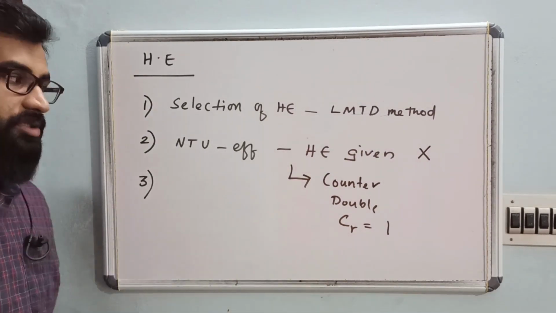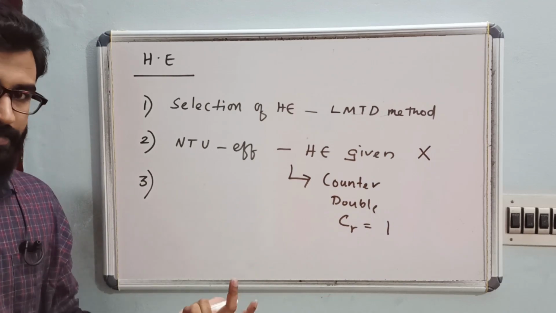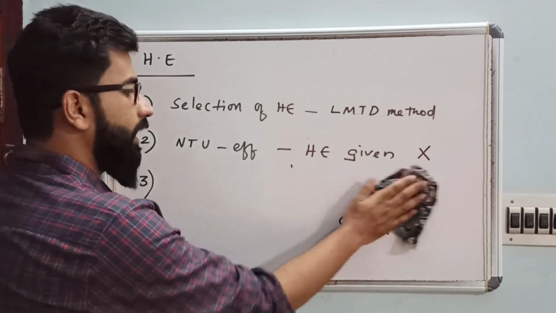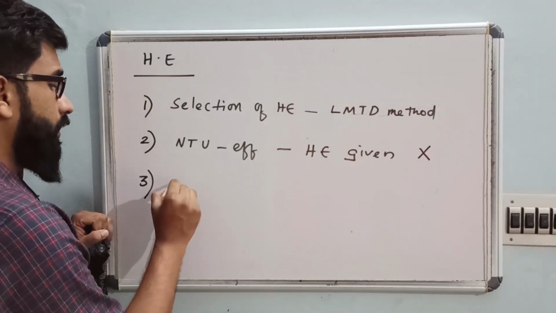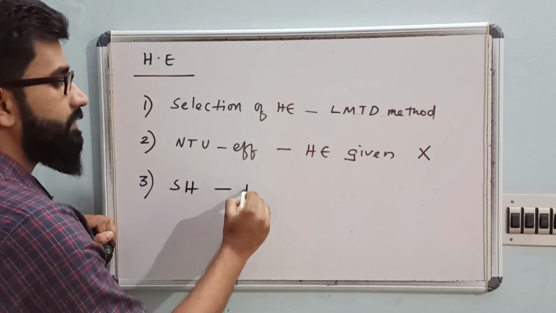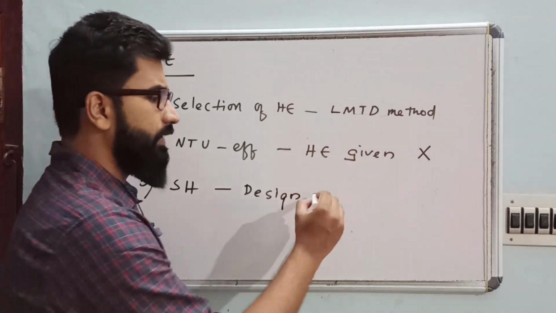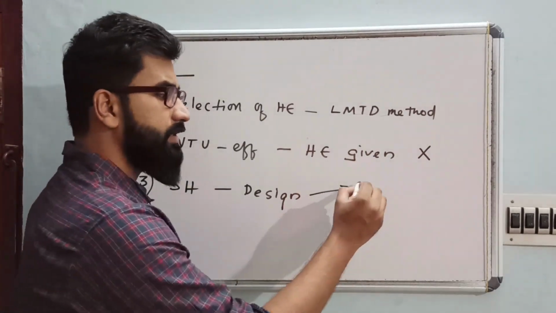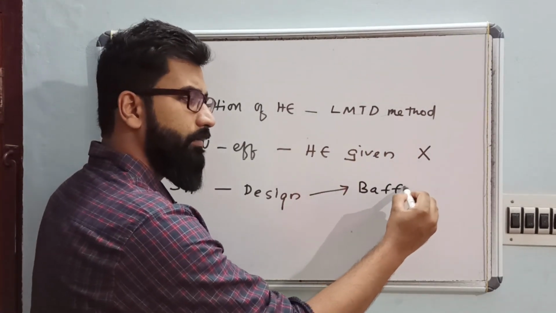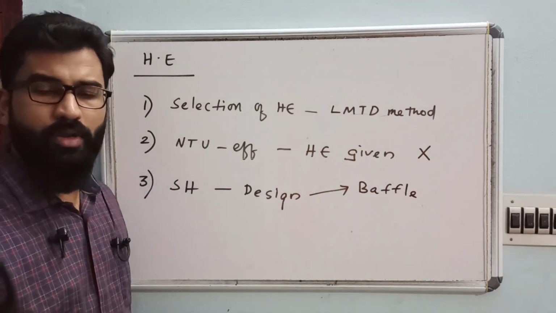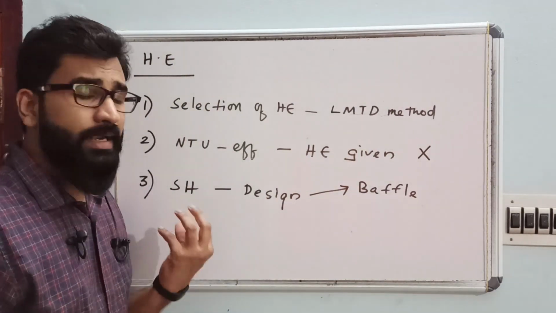So remember that equation. Based on that, you will be able to solve the question. Clear? So these are the first two types, and the last type is obviously your shell and tube heat exchanger design. They can ask questions based on your baffle spacing, or again the topics based on baffles or design criteria.